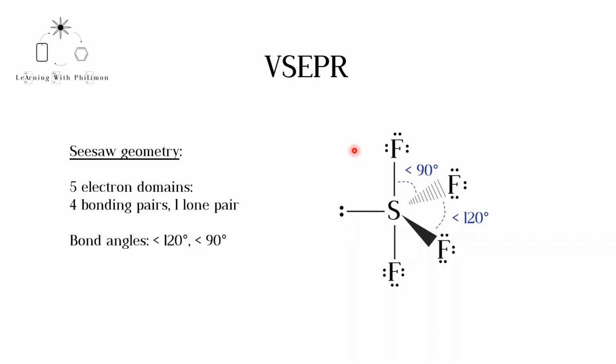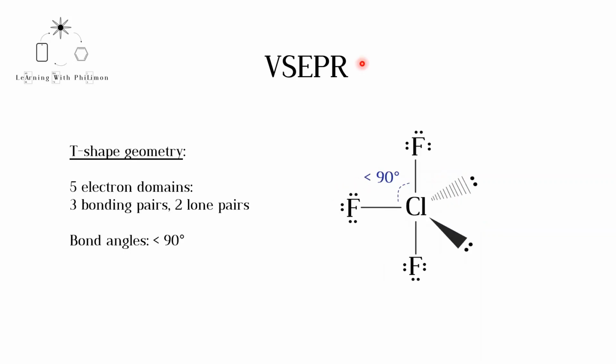Note that fluorine atoms, like chlorine atoms, have 7 valence electrons and require only 1 single bond to complete their octet. There are 5 electron domains around sulfur. As there are 4 bonding pairs and 1 lone pair, the molecular geometry is a seesaw. This is similar to the trigonal bipyramidal geometry, but the bond angles are a bit lower. This is because the lone pair of electrons repels the bonding pairs, making them move closer together.